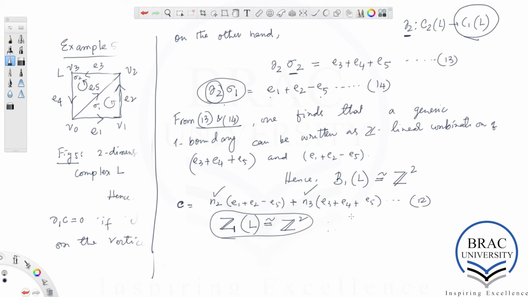Therefore, the first homology group of this simplicial complex L, which is by definition Z1 of L quotiented out by B1 of L, is nothing but 0. It's trivial, consisting of the identity element only. Okay.